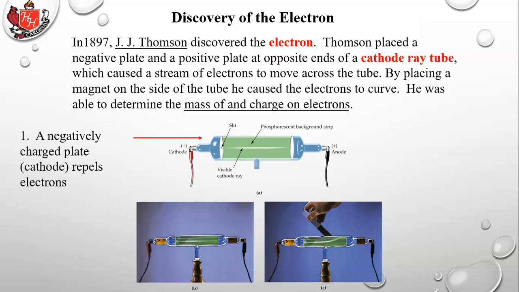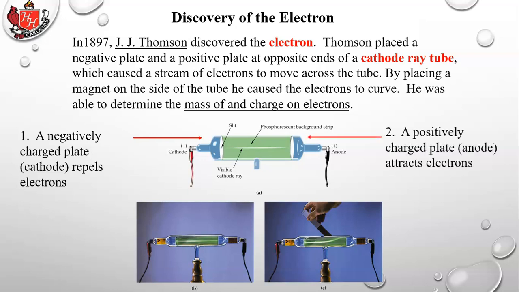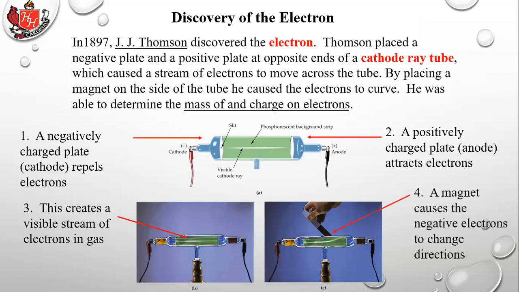So there is the negative end. That's a negatively charged cathode. That's going to repel negatively charged electrons. On the other side is a positively charged plate called an anode that attracts the electrons. So the electrons are going to fly straight across from left to right. This creates a visible stream of electron gas, as you can see in picture number 3. And a magnet causes the negative electrons to change directions. And based on how much that magnetic charge was, he was able to determine the charge on the electron and the mass of the electron.